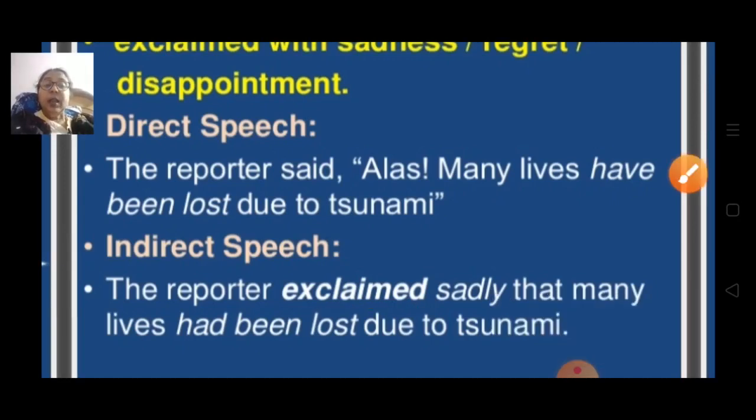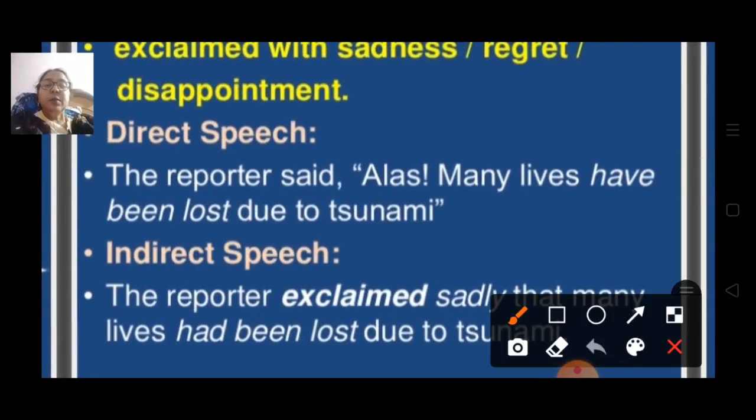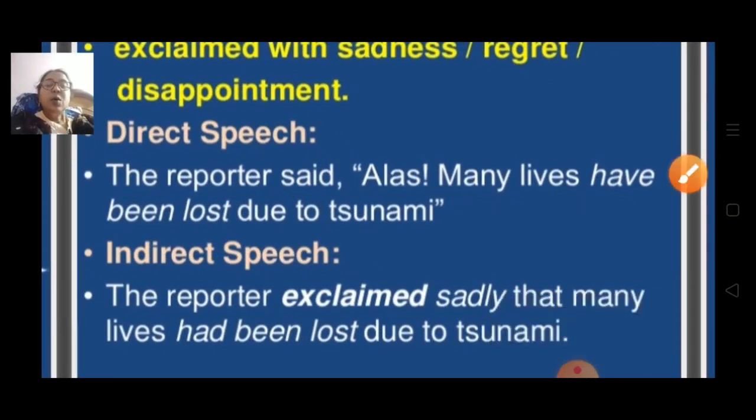So whenever we are using "alas", just always remember that we are supposed to use "sadly". Alas shows sadness, disappointment, regret, grief or sorrow, so that is why we are supposed to use "sadly". The reporter explained sadly that many lives had been lost due to tsunami.